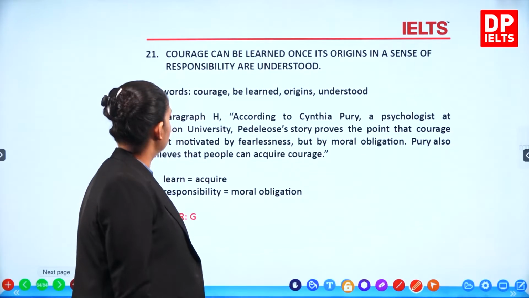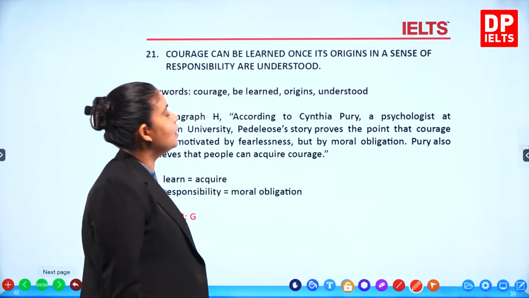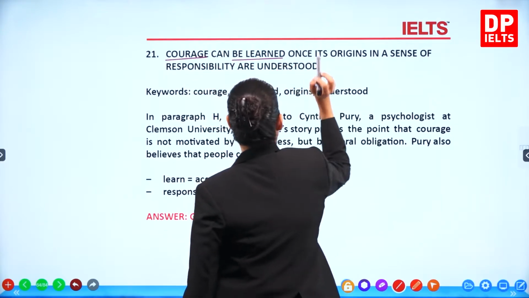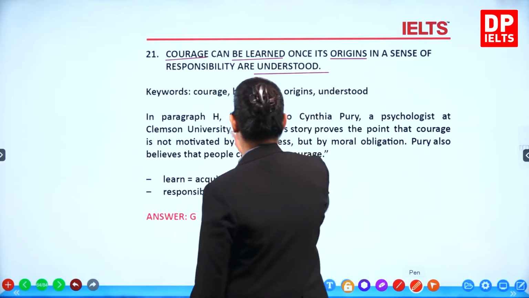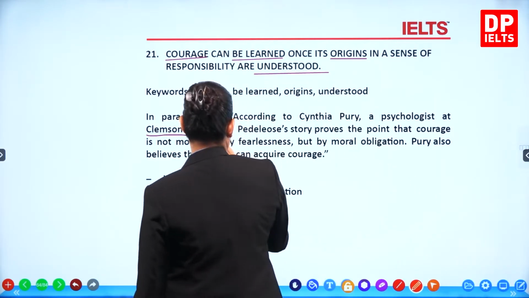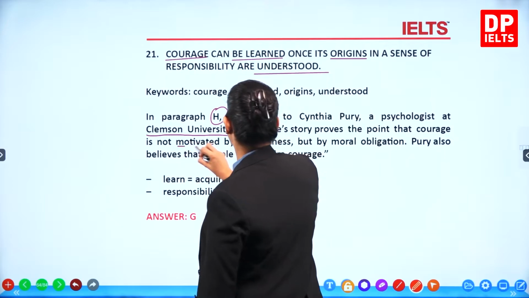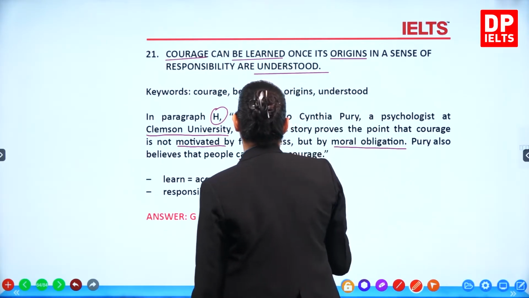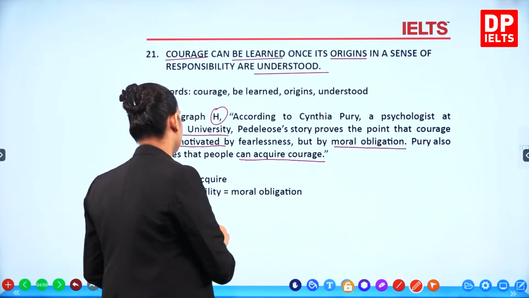Question number 21. Courage can be learned once its origins in a sense of responsibility are understood, right? So what are the key words? Courage can be learned once its origins in a sense of responsibility are understood. Go to paragraph H. According to Cynthia Pury, a psychologist at Clemson University, Pedilow's story proves the point that courage is not motivated by fearlessness but by moral obligation. Pury also believes that people can acquire courage. So courage can be learned, yes, okay, and that was told by Cynthia Pury, and the answer is going to be G.